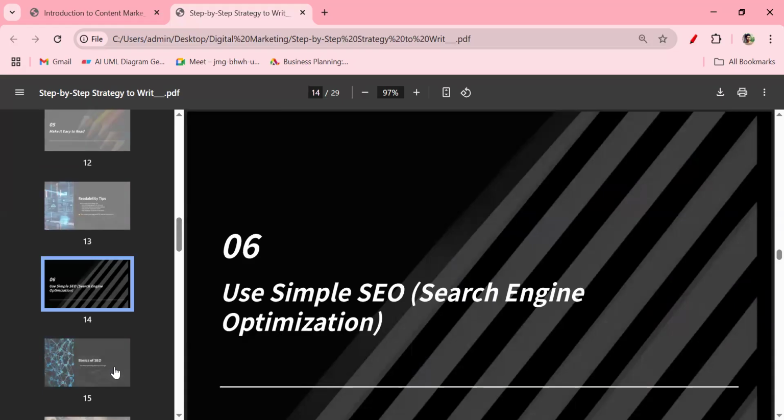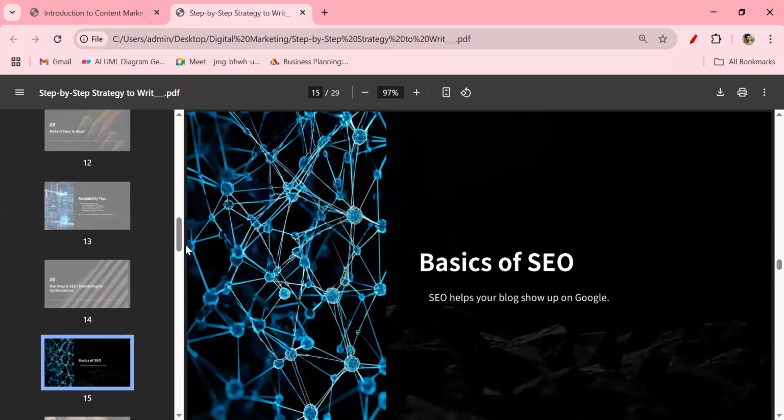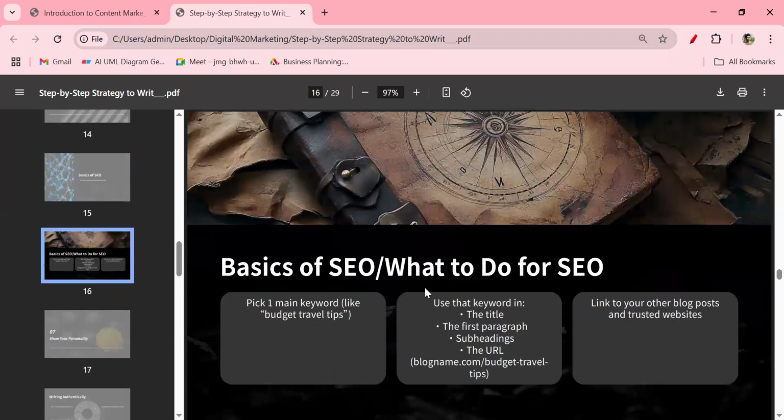Use simple SEO, search engine optimization. Basics of SEO: SEO helps your blog show up on Google. And what to do for SEO? Main keywords. So you have to find a keyword like budget travel tips. Budget travel tips is a highly trending keyword because, as you know, majorly people are coming from, I think 50% people are coming from the lower middle class. So if you write budget travel tips, so many people are going to get attention toward this keyword. Use that keyword in the title and the first paragraph. So how are you going to use the keyword? Using the keyword in the title, the first paragraph, subheadings, and the URL. Okay, link to your other blog posts and trusted websites.